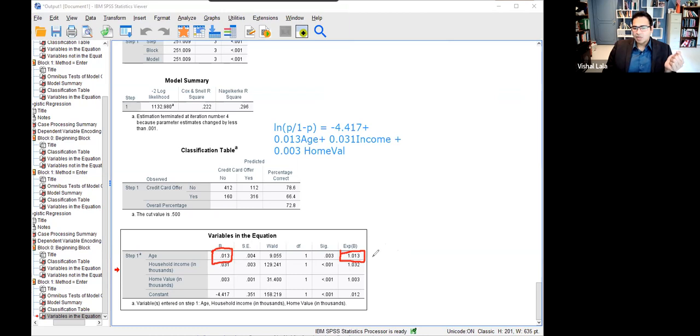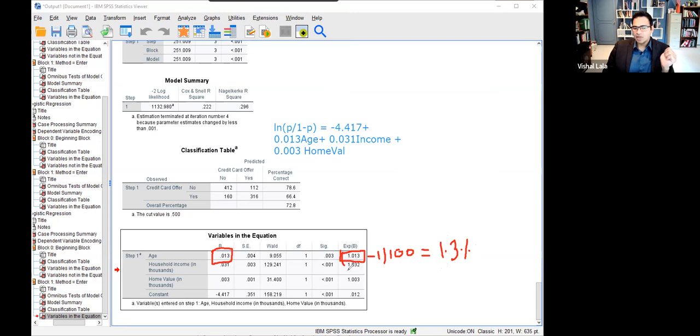Here, the way we interpret these exponentiated regression coefficients is as follows. We compare this number to 1 and multiply it by 100. What that gives us then is that when age goes up by 1 year, the likelihood of signing up for a credit card goes up by 1.3%.